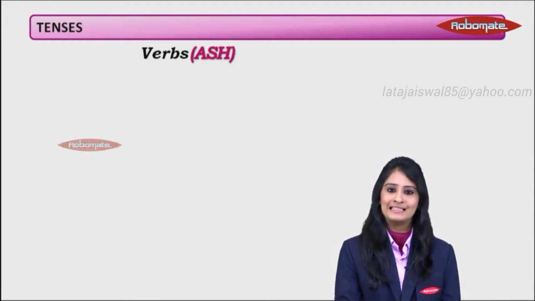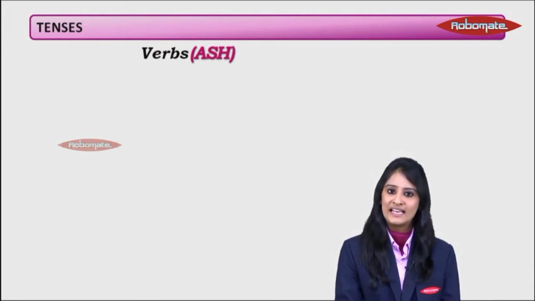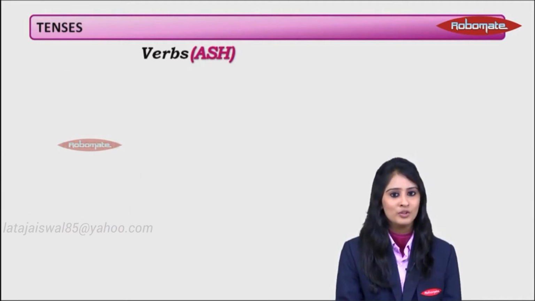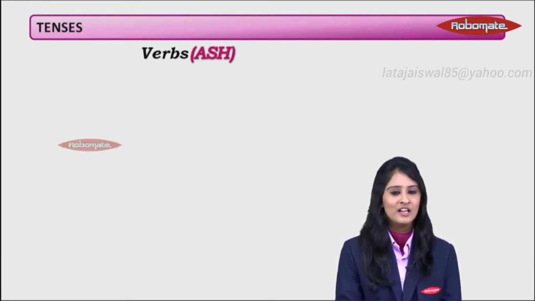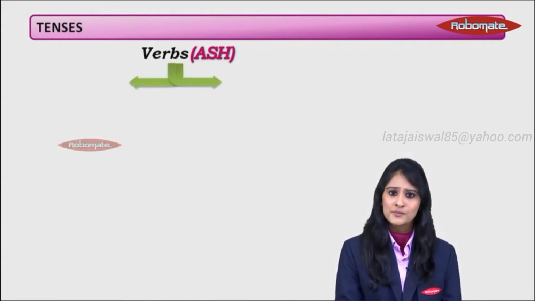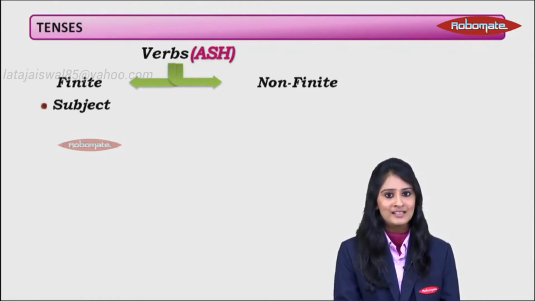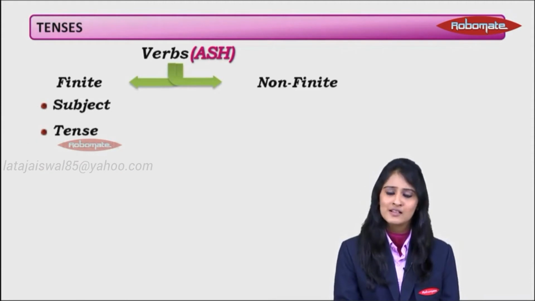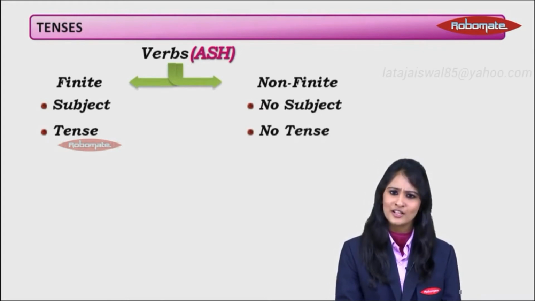A verb means ASH. A for action, S for state of being, and H for having. Am, is, are, was, were, will be, all these are state of being verbs. And the words like have, has, had, these are having verbs. These verbs are divided into two sections, finite and non-finite. A finite verb has a subject, it also has a tense, but a non-finite does not have a subject, it does not have a tense.